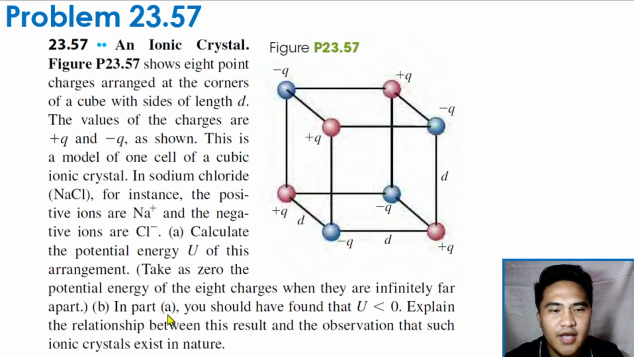B. In part A, you should have found that potential energy is less than 0. Explain the relationship between this result and the observation that such ionic crystals exist in nature.